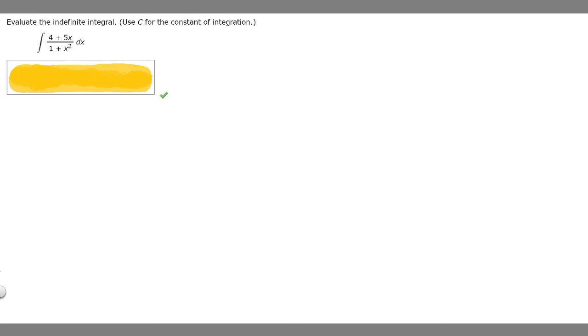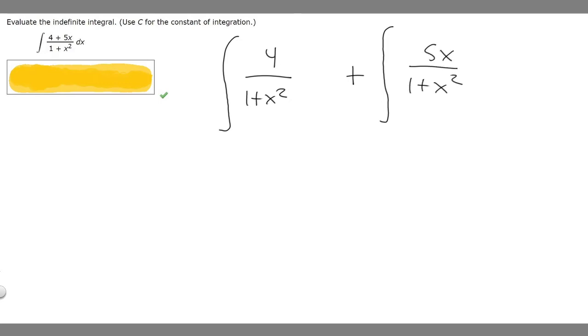And so the way we're going to do that is by splitting this into two different integrals. So here's my first integral, and here's my second one. We're going to add them together, right? So you can split this integral into 4 over 1 plus x squared, and then the other one's going to be 5x over 1 plus x squared, and then dx for both of these.